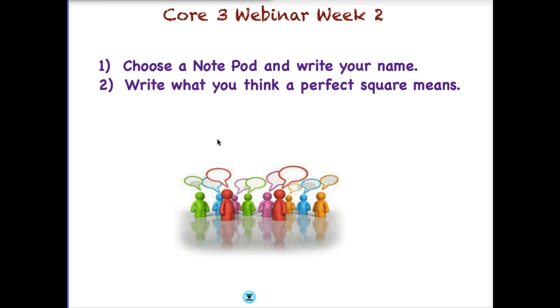Okay, that's really good. That is very good. So a perfect square is a number that can be multiplied by itself to come up with another number, basically, is what you're saying. Or it's a number that you can take the square root of and get a whole number. Yes, very good, very good.